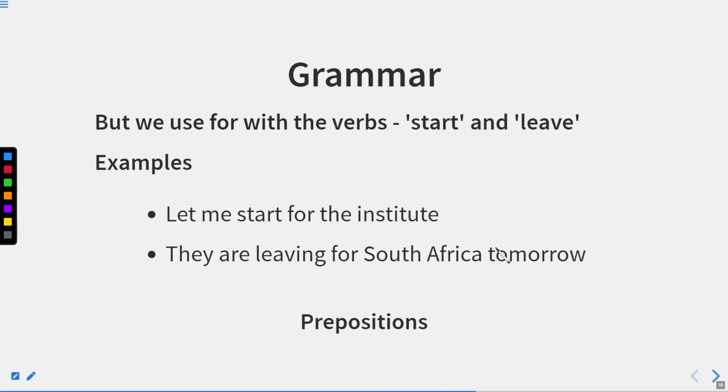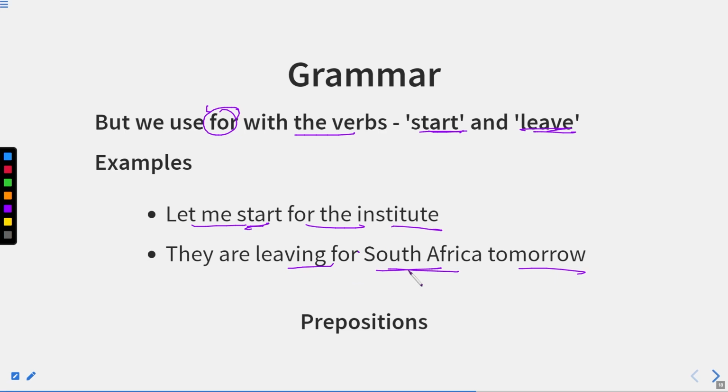Now this one is again very important, but we use "for". Now the preposition "for" with verbs like start and leave. Whenever we use verbs like start and leave, we use the preposition "for" and not "to". For example, let me start for the institute. So let me start means begin to walk or start my journey for the institute. They are leaving for South Africa tomorrow. So leaving for what? For South Africa.